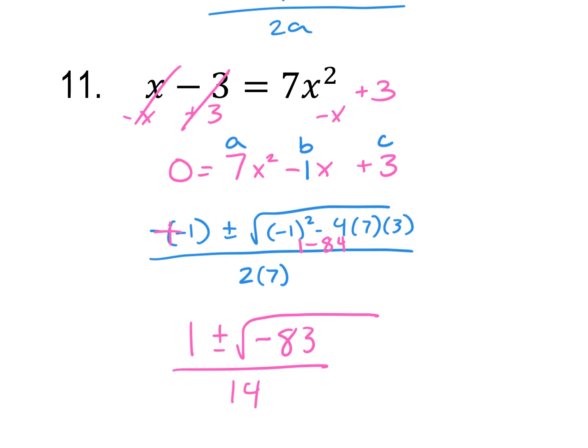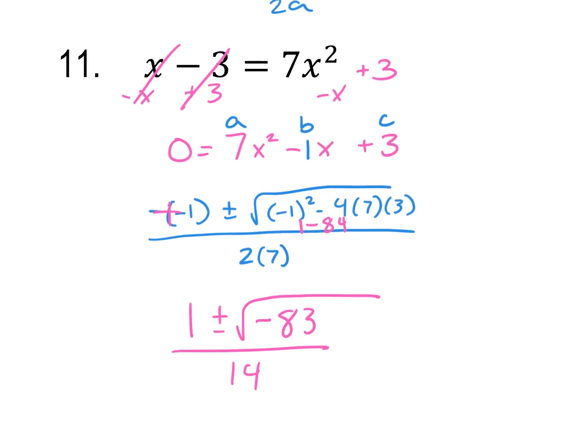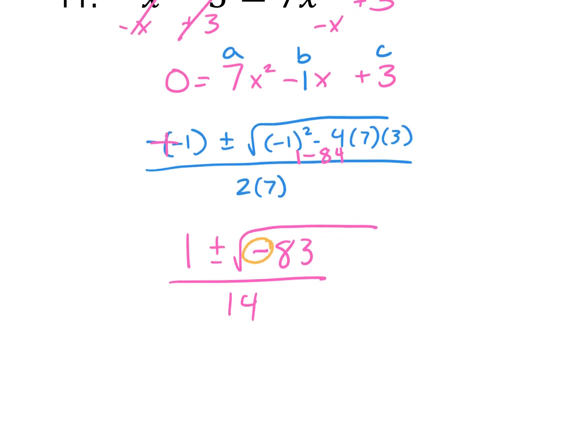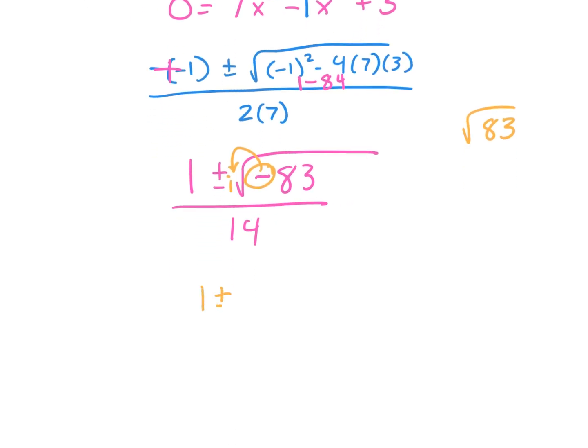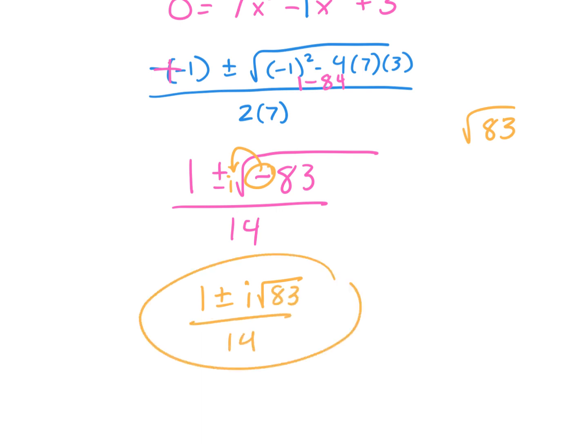What should I do next? Take out the i, and let's see if we can simplify our radical anymore. So let's try. Do we have any factors of 83? None? Then we're as simplified as we can go once we take the i out. So do not forget to take the i out. That would be our answer.